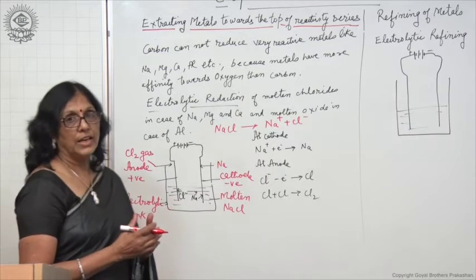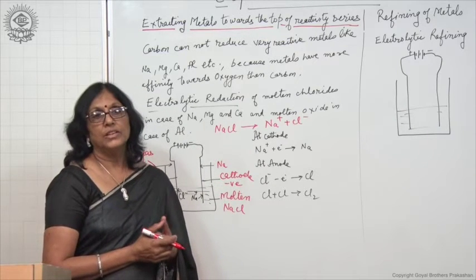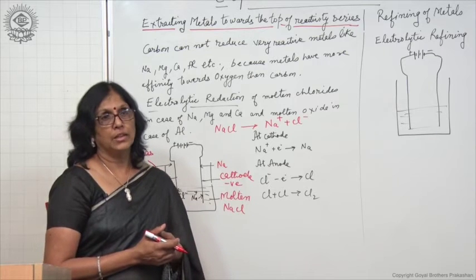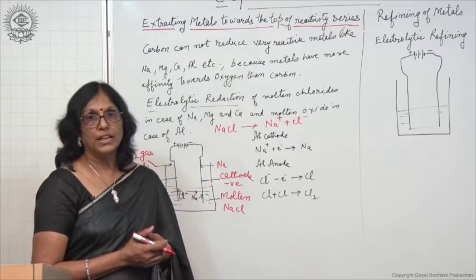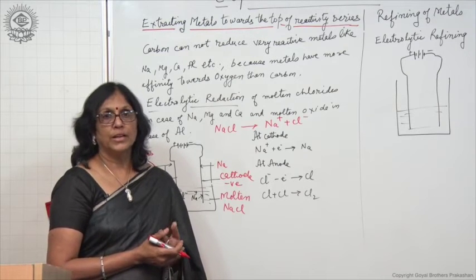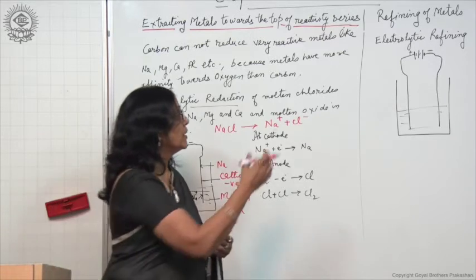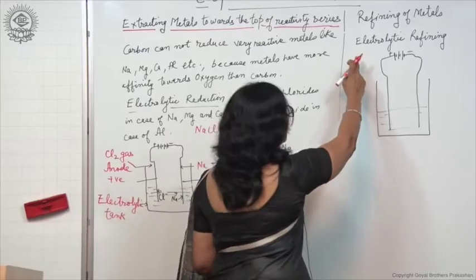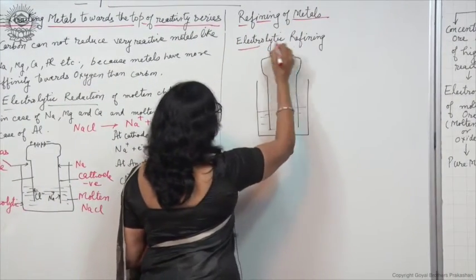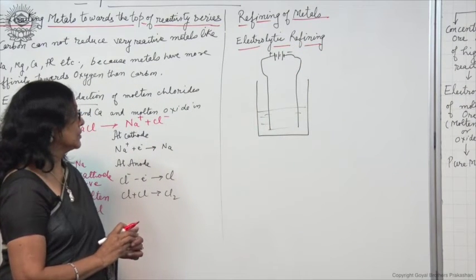Now, when metal is extracted from the ores, generally it is in the impure state. To obtain the metal in the purest form, refining of metals has to be done. So, what is refining? Refining is to get the metal in the pure state. Refining of metals is generally done by electrolytic refining. Again, electrolysis is the method which is used for refining of metals.